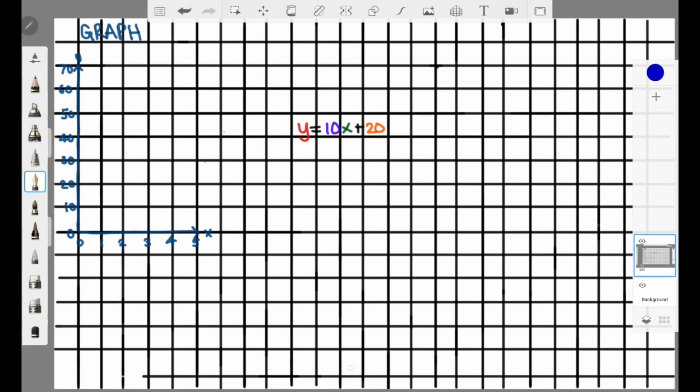Alright, it's graphing time. Pause the video now and complete the graph. Alright, now let's make the graph together. Starting with our y-intercept, 20, and then up 10, right 1, all the way. And now we will connect these points with a line. Your graph should look something like this.